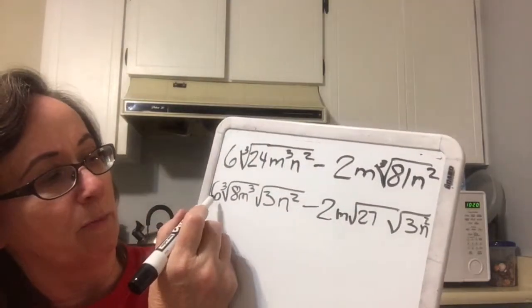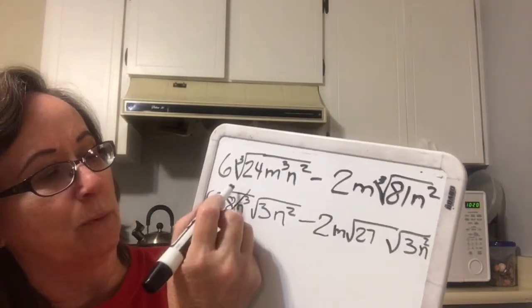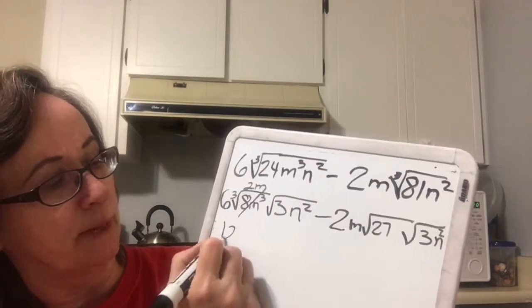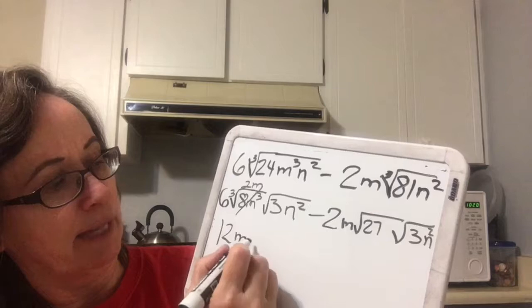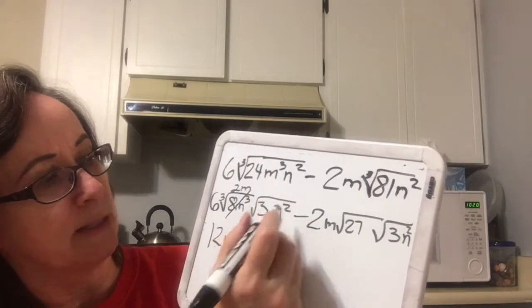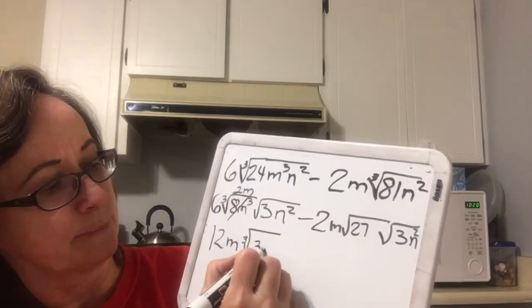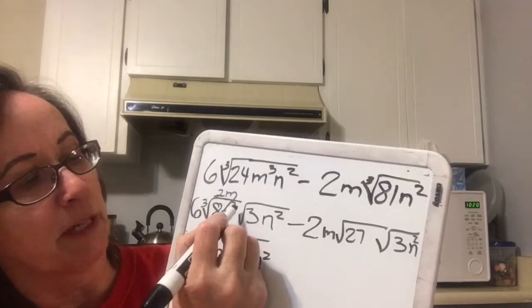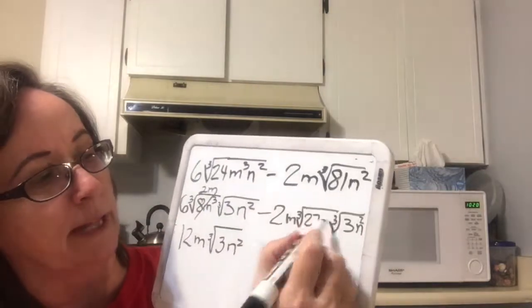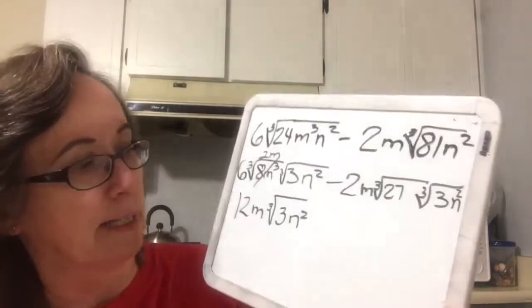So now, when we pull this out, it becomes a 2m. Multiplied by the 6 is a 12m. And then a cubic root of 3n squared. I forgot my cubic root here. I forgot my cubic root there. Like I said, it's very late here.